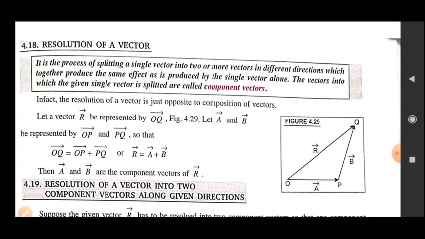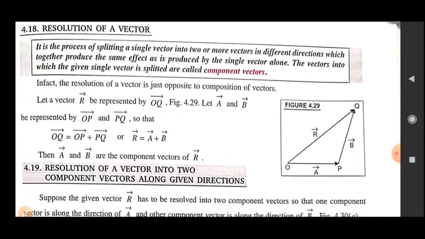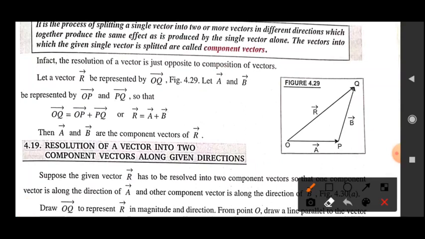Like before, we have seen that when we merge some number of components into one vector, that is called the resultant vector. But when we divide a single vector into a number of components, then they are known as component vectors. So, for example, here you will see the resolution of a vector. Just now I told you this is just the opposite of the composition of vectors.